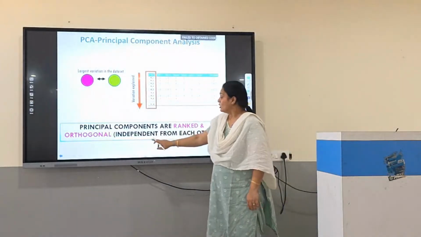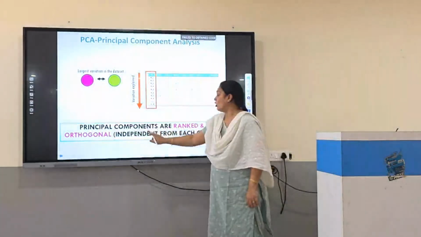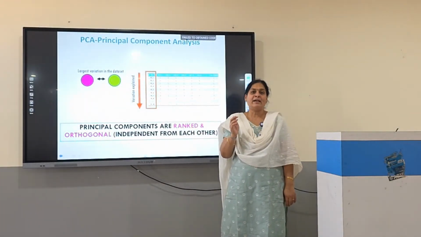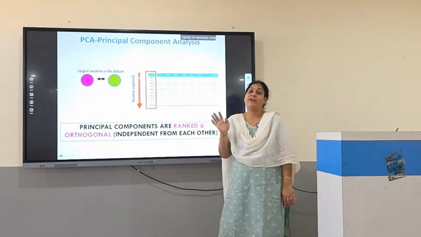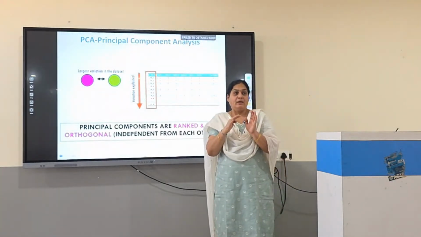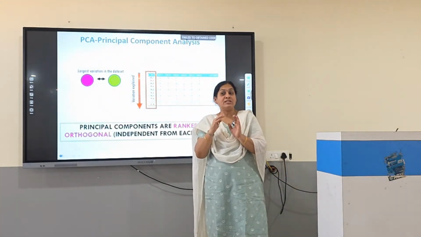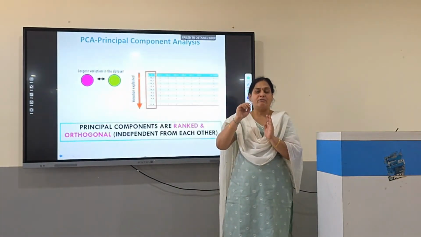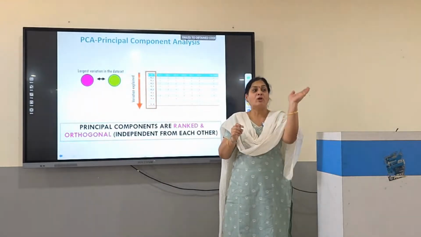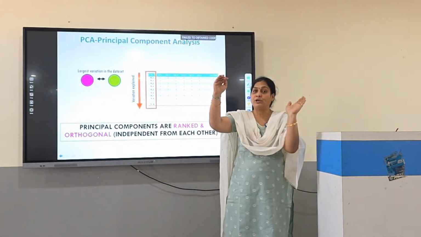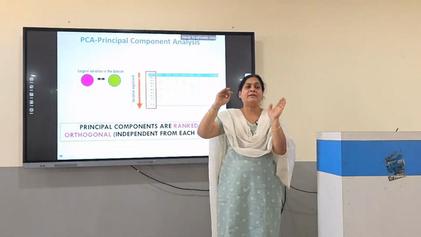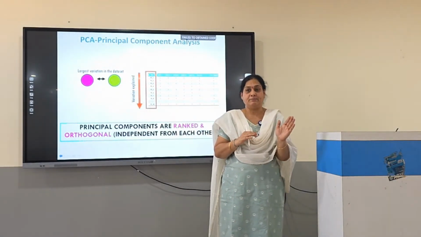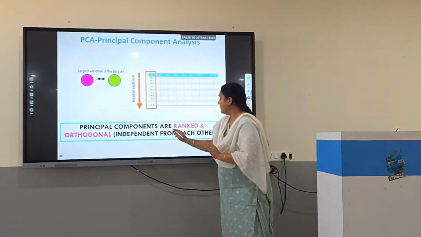So the principal components are ranked and orthogonal, independent of each other. What do you mean by orthogonal? They are independent. Each PC is different. There will not be any overlapping of the information among the PCs. So one PC is in one direction, the other one will be orthogonal to that. That means the knowledge captured in one PC is completely different from the knowledge captured by the other PC. Understood? So principal components are ranked.